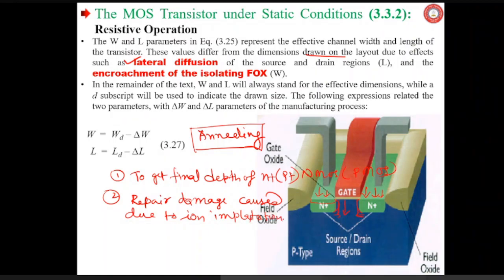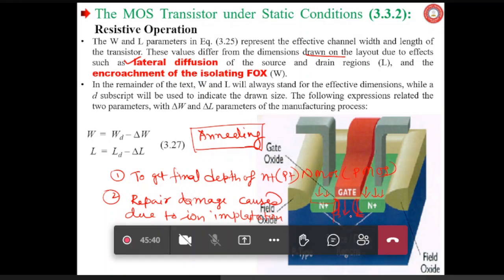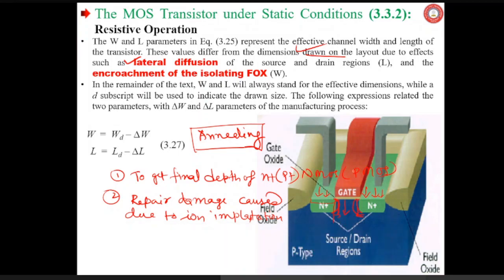Okay, so I am diverting myself. Let me say that when you are doing the annealing, you may not get a vertical-shaped N plus region. It will be penetrating, or lateral diffusion will occur. So the actual length will be different from the drawn length. That is the point. Same may be the case for width.